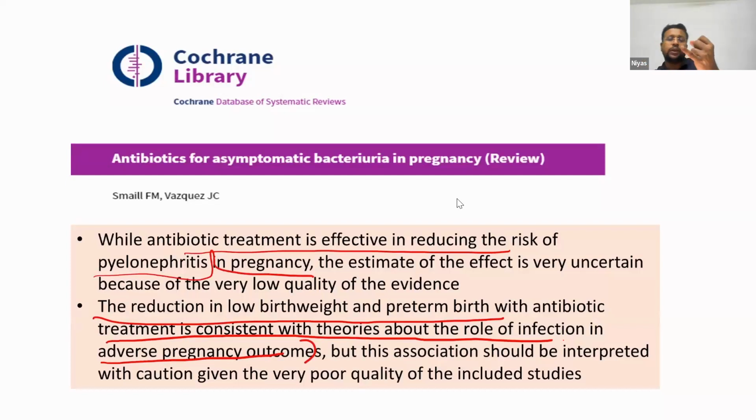One is to reduce the pyelonephritis. Second is to reduce the low birth weight as well as preterm birth. Antibiotics can be used in pregnancy for asymptomatic bacteriuria, and the regimen of choice here is the same as that we use for acute cystitis.